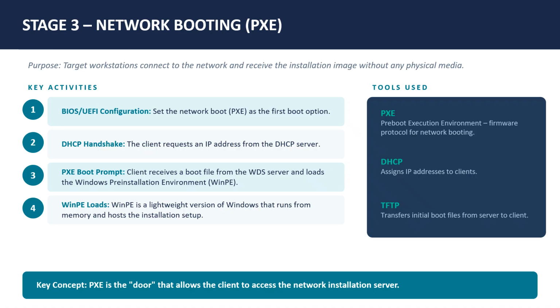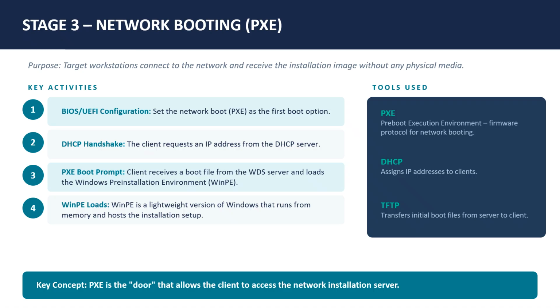Think of PXE as the door that allows the client to access the network installation server. Without PXE, you would have to physically visit each machine with a USB drive, which defeats the purpose of network deployment. Stage 4 is deployment and automation, which is where the actual installation happens.